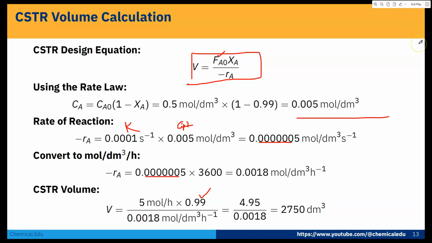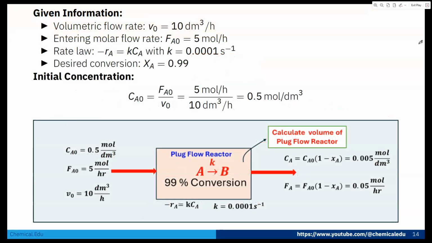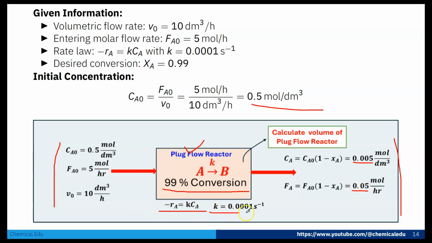Same thing if we use a PFR, what will be the volume? Let's see. The given information we already know, and Ca0 we already know. These are the input and these are the output, and we have to use a plug flow reactor where 99% conversion will be achieved. So Ca will be Ca0 (1 minus Xa), 0.005, Fa is equal to Fa0 (1 minus Xa), that is 0.05, and Ra and K are given.